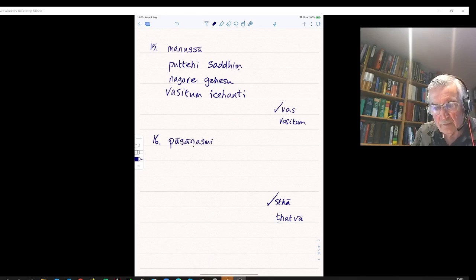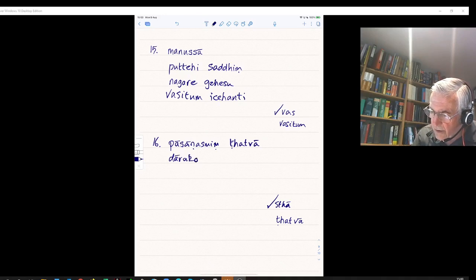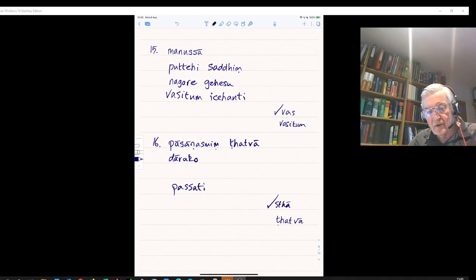Pasanasmim. So pasanasmim thatva, having stood on the rock. Pasane thatva, the child sees flowers on the trees. So darako, the child sees, darako passati, sees what? Pupphani, flowers, where? In the trees? Rukkhesu, again locative plural. Darako rukkhesu pupphani passati.